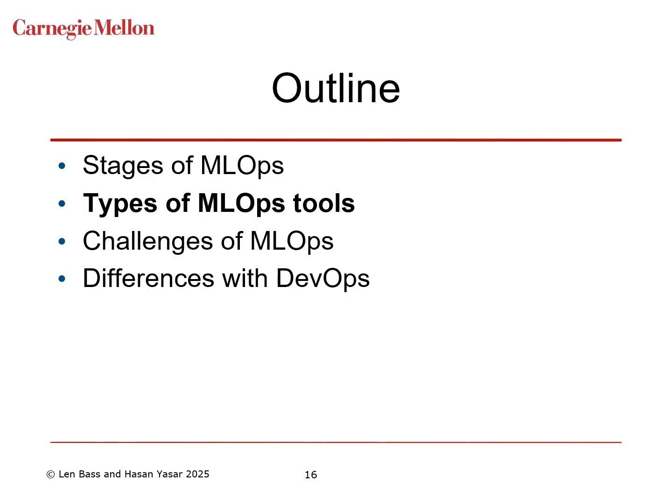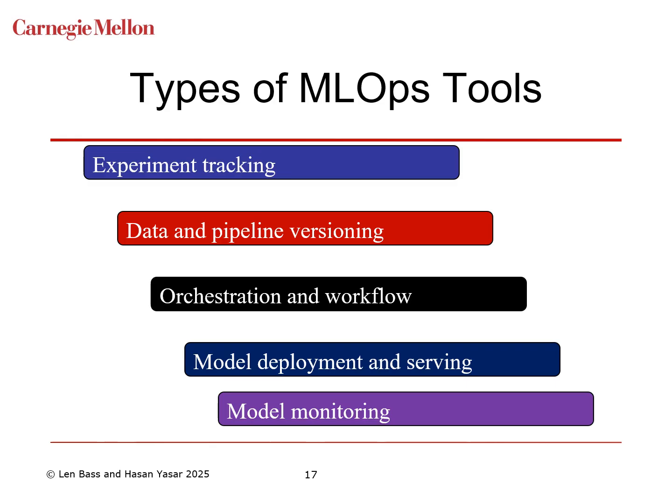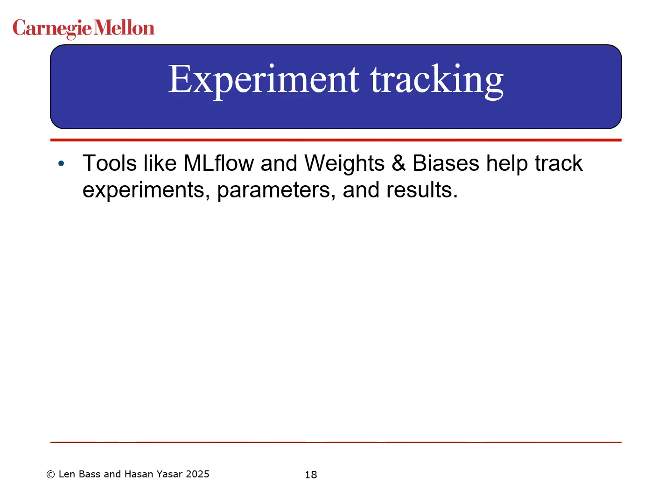Okay, so I mentioned several times that there are tools involved in this. These tools will track the experiments, they'll track the pipeline and versions, they'll track the workflow, the orchestration, they'll track the model deployment and service, and they'll monitor it. So there are tools that track experiments. So what's an experiment? Let me try this model. What does it do? How does it work? Okay, well, you want to track that so that you don't try it again.